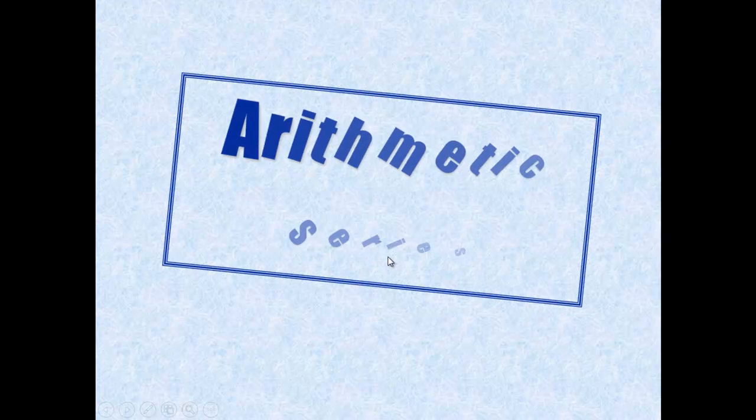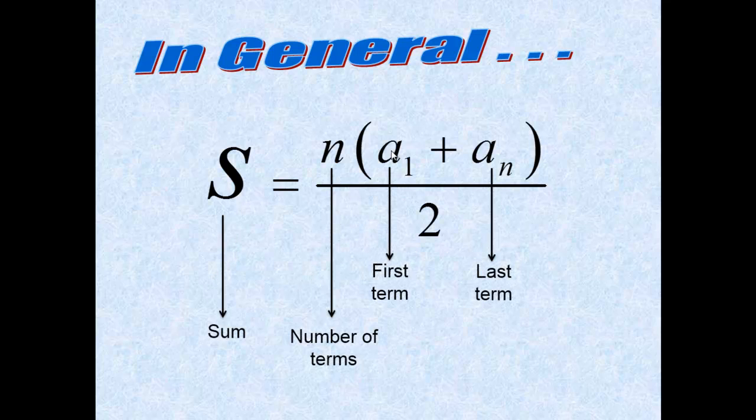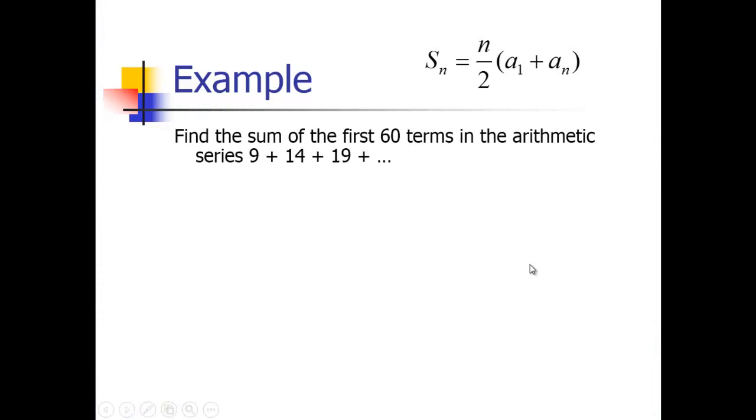Now it's about arithmetic series. In general, S is the sum, n is the number of terms, a_1 is the first term, and a_n is the last term. For example, find the sum of the first 60 terms in the arithmetic series 9 plus 14 plus 19.